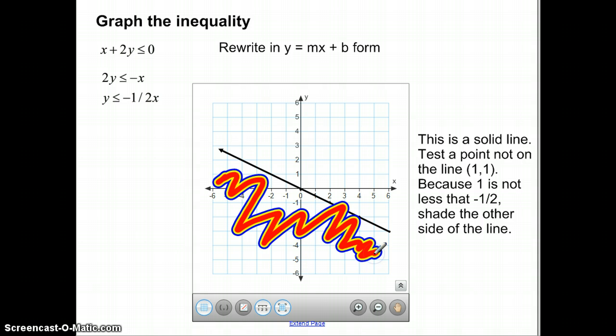Sorry about that, I went over a little bit. But it's going to be below the line because y is less than that line. You're going to start to see a pattern here. When y is less than an amount like this, you're going to be shading below the line. I still want you to test a point every time just to confirm your suspicions there, if you would.